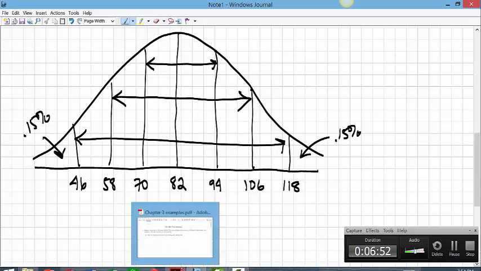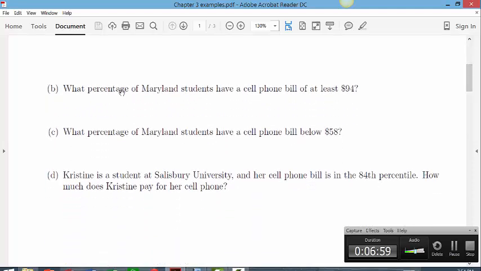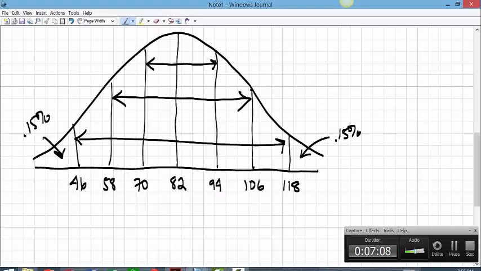Now I can actually answer a couple of questions. Let's see what they're asking us here. This one says, what percentage of Maryland students have a cell phone bill of at least $94? Okay, at least $94. What does that mean? At least means 94 or higher, right? So this would be all of these students over here. Okay, at least $94 for their cell phone bill. So what do we do here?